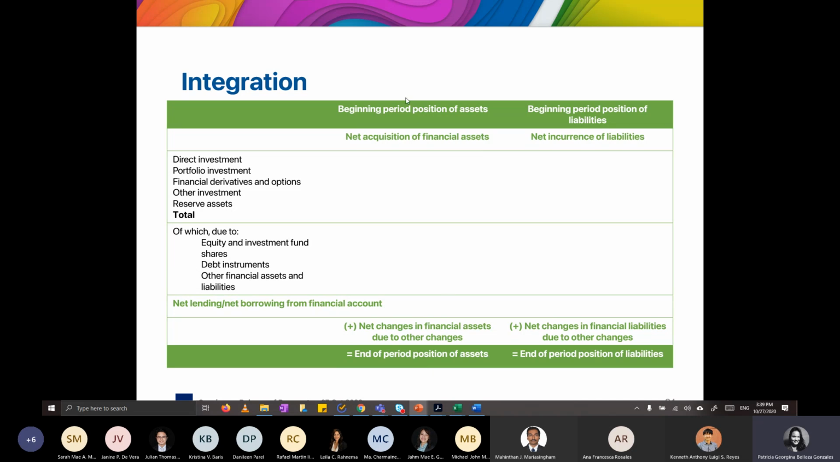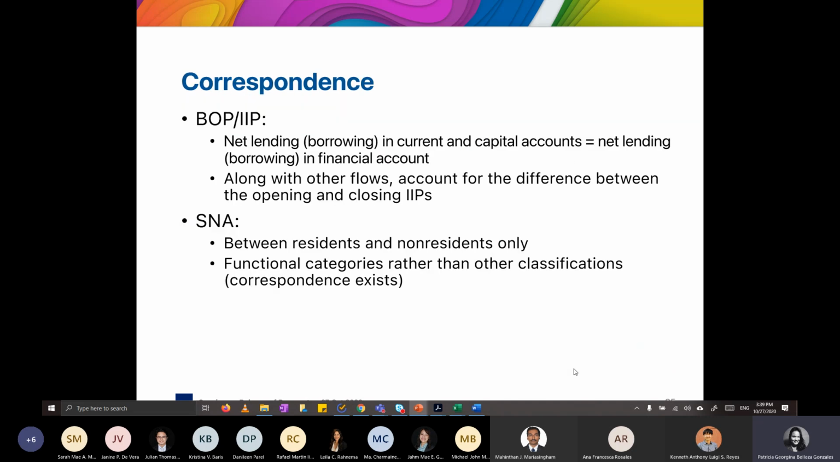So this sort of drives the stock. These transactions drive the stock, or level or position, of financial assets in your balance sheet, or in this case, in the IIP. Same with the incurrence of liabilities.